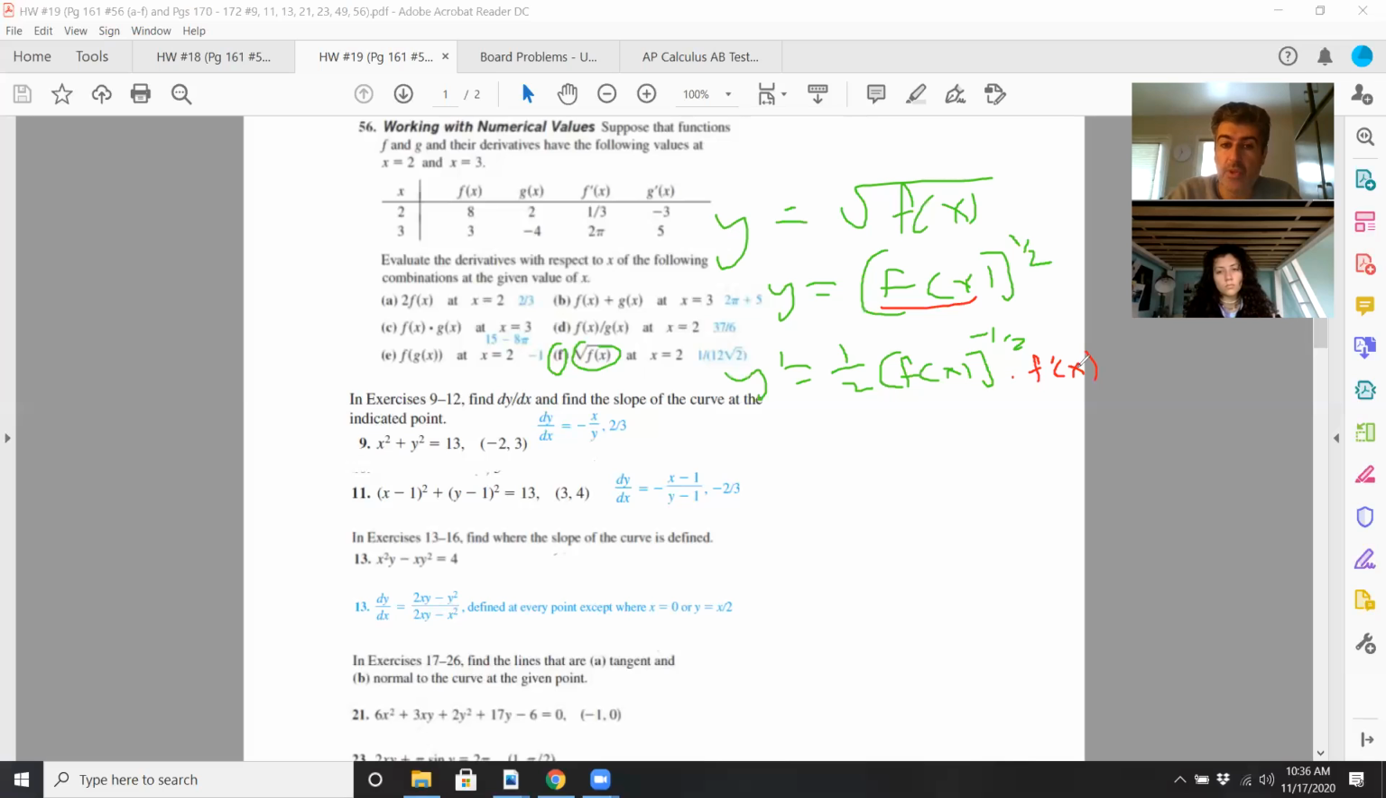Now what we have to do is plug in 2 for x. I'll do that right now. y prime is 1 over 2 root f of x times f prime of x. Just cleaning up a little bit, and then I'm going to plug, actually, let's plug in 2 right now.